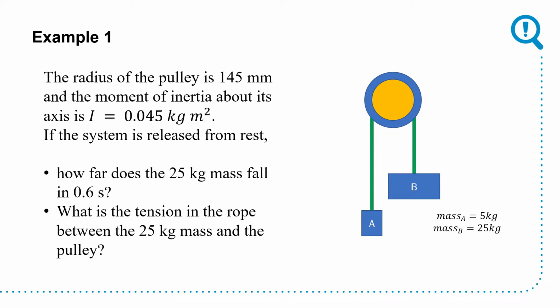The first one: the radius of this pulley over here is given to you as 145 millimeters. The moment of inertia about its axis is Ig, which is 0.045 kilogram meter squared, and the system is released from rest. How far does the 25 kilogram mass fall in 0.6 seconds, and what is the tension of the rope between the 25 kilogram mass and the pulley?